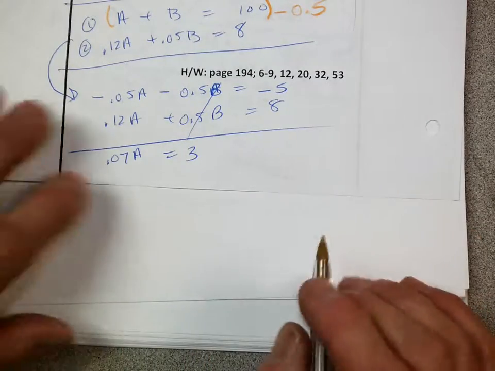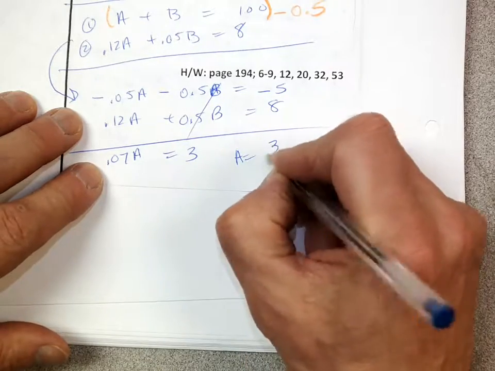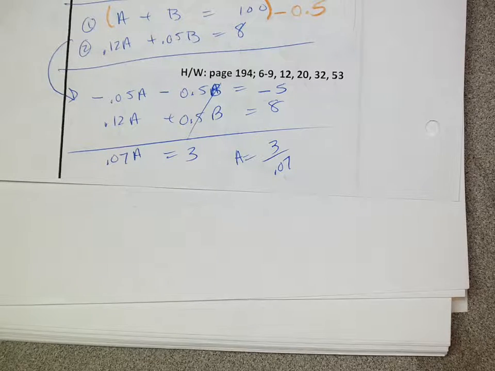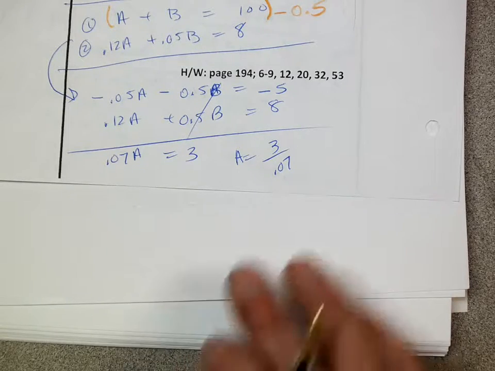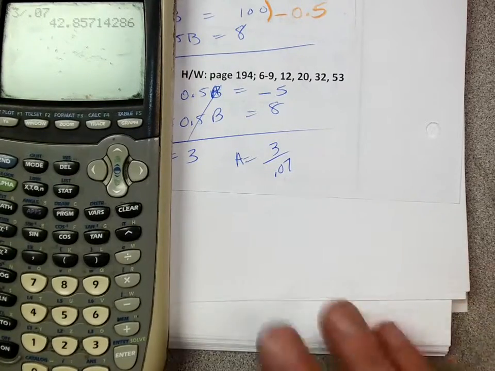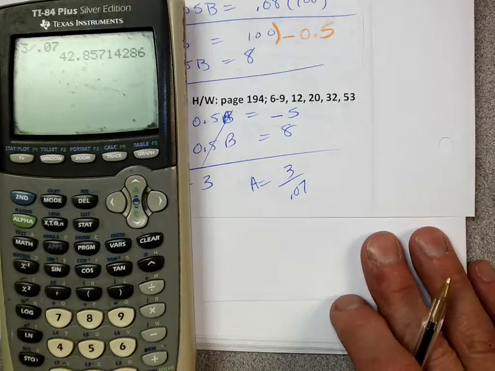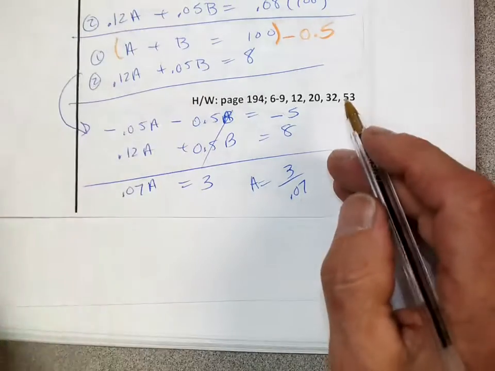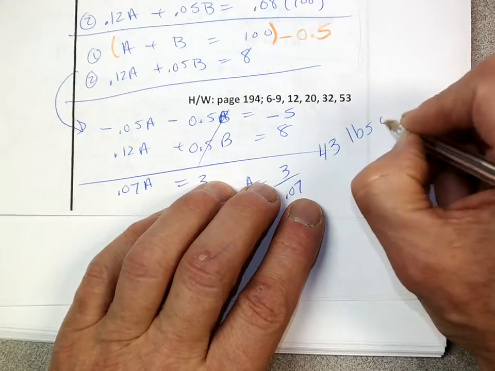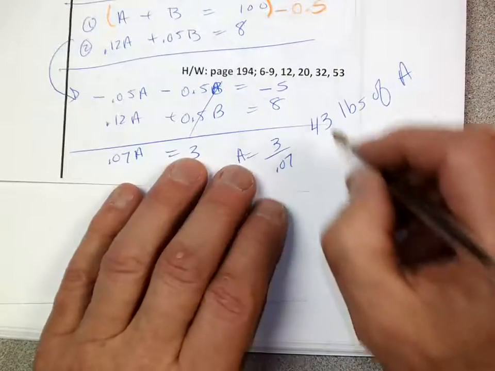So if I divide, a is going to be 3 divided by 0.07. Use my calculator. So I've got 3 divided by 0.07, and I get about 42.85. Should we round it up to 43? 43? We'll be close, right? So let's go with 43 pounds of A, right?